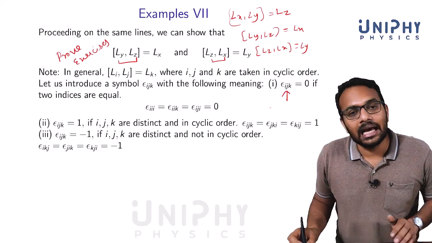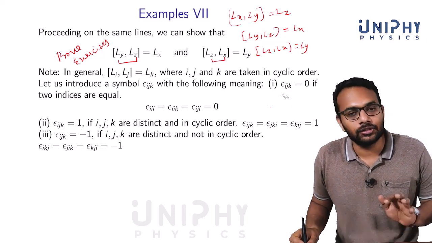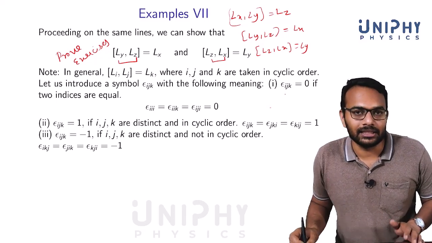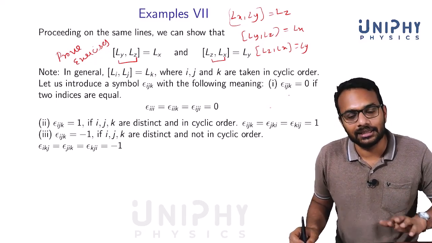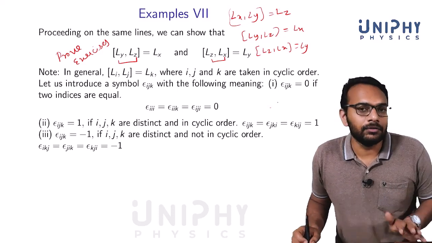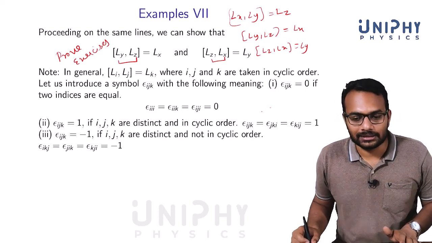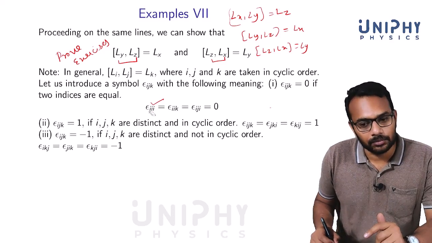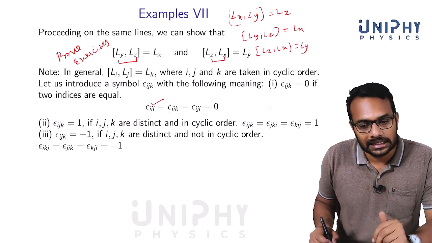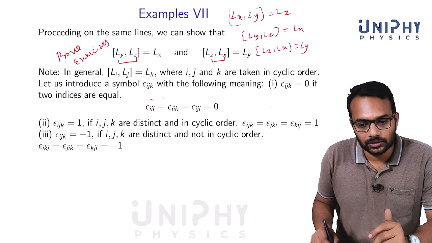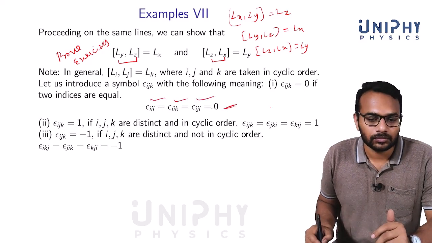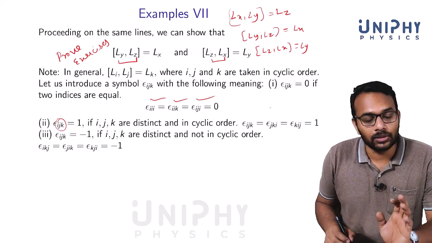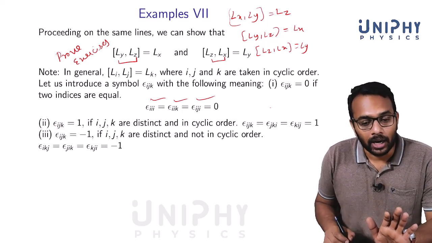It's completely antisymmetric about interchange of any 2 indices. So if you interchange i and j, you'll get an extra minus sign. If you interchange j and k, you'll get an extra minus sign. So any interchange will give you an extra minus sign. This means that if any 2 of the indices are the same, it's equal to 0. So all these things are 0. The only possible non-zero values are 1 and minus 1.